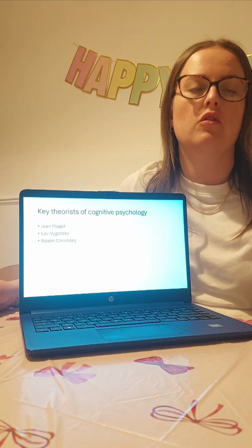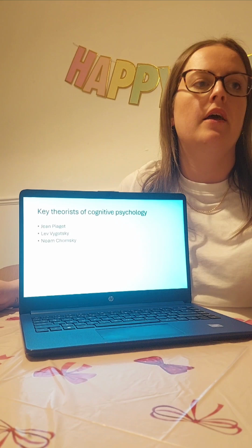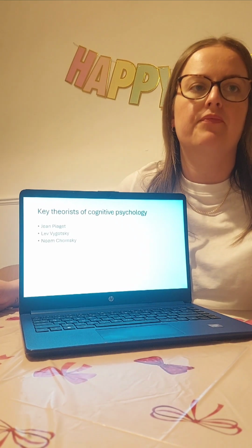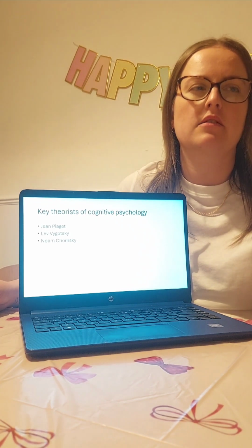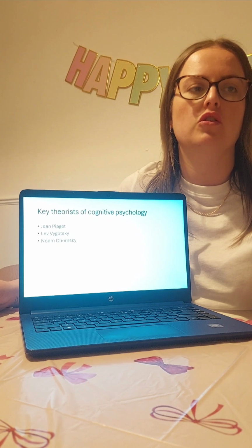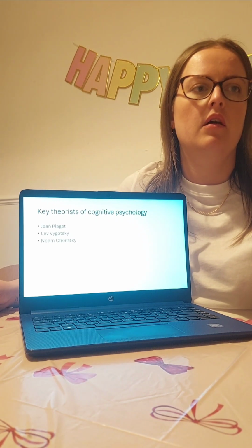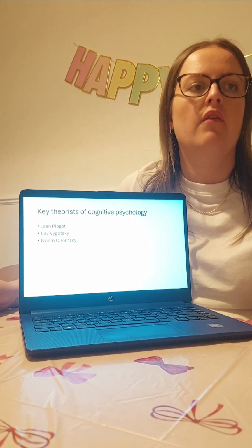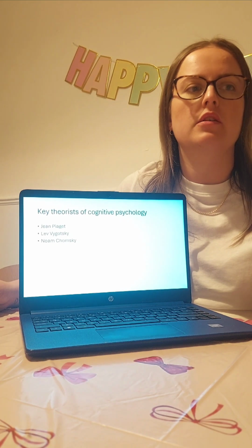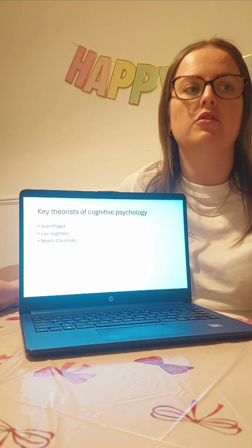Some of the key concepts of this theory are the zone of proximal development. This concept refers to the range of tasks that a child can achieve with the help of a more knowledgeable other. Vygotsky believed that a more knowledgeable other, like a parent or teacher, would guide a child's cognitive development.